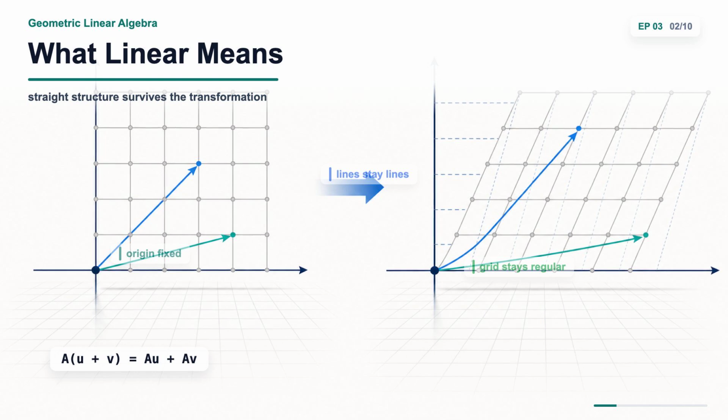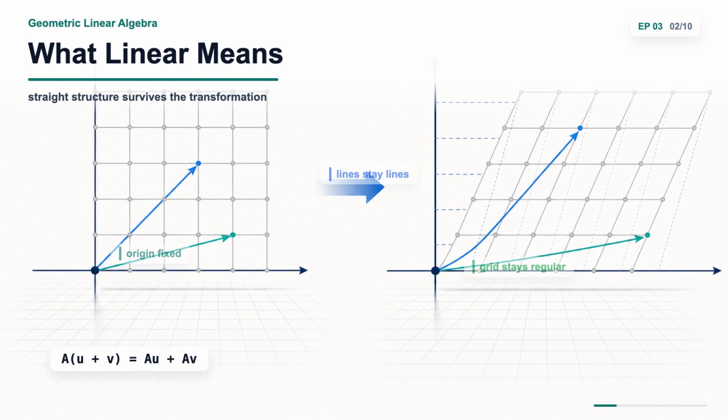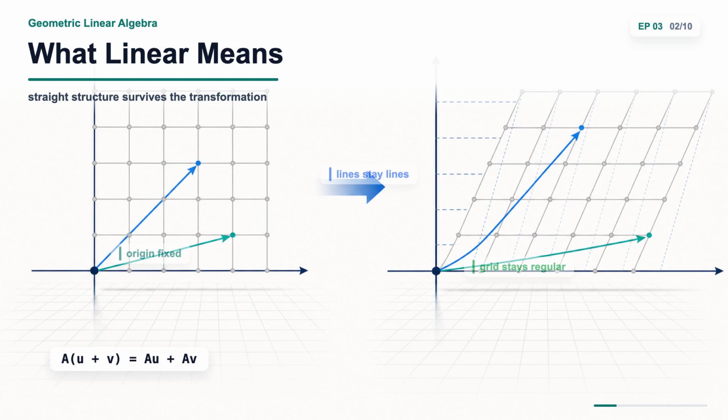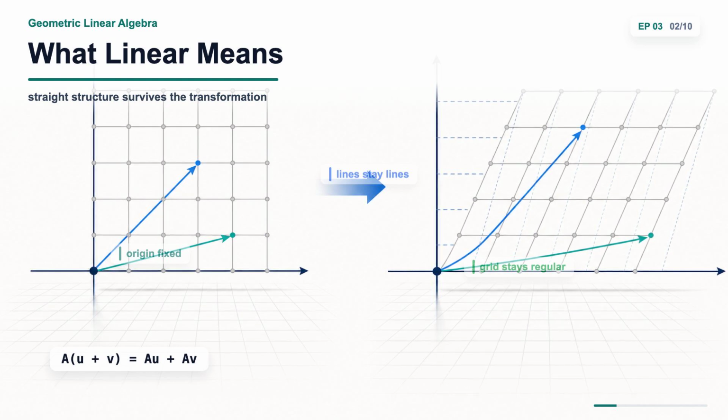Geometrically, this means the origin stays fixed, straight lines remain straight, and evenly spaced grid lines remain evenly spaced. Lengths, angles, and areas can change. A square can become a parallelogram. But a linear transformation does not bend a straight line into a curve.